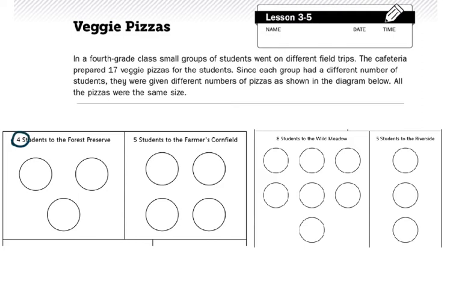So there were 4 students going to the forest preserve, so they will have to split those 3 pizzas equally. 5 students were going to the farmer's cornfield, and they were splitting 4 pizzas equally. 8 students were going to the wild meadow and had to split those equally. And 5 students went to Riverside and had to divide the 3 pizzas equally.